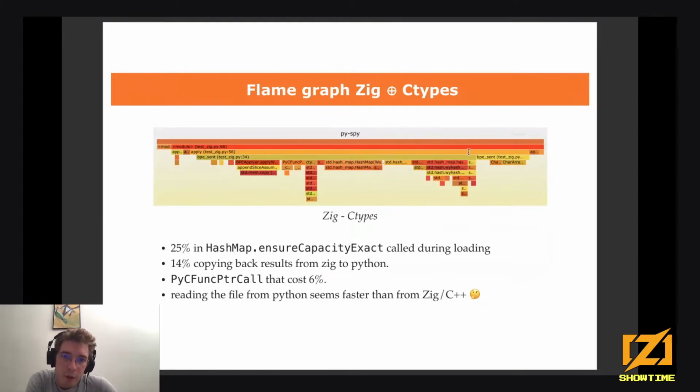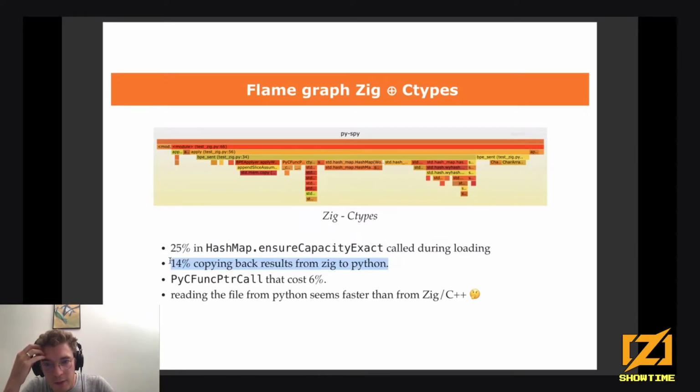And the Zig flame graph is much cleaner. It's really easier to understand what's going on. You have actually a big part, which is like this part. Ensure capacity exact is called like 25% of the time, as this is only called during loading of the model. So I can probably be more aggressive here by pre-allocating more memory right out of the box.